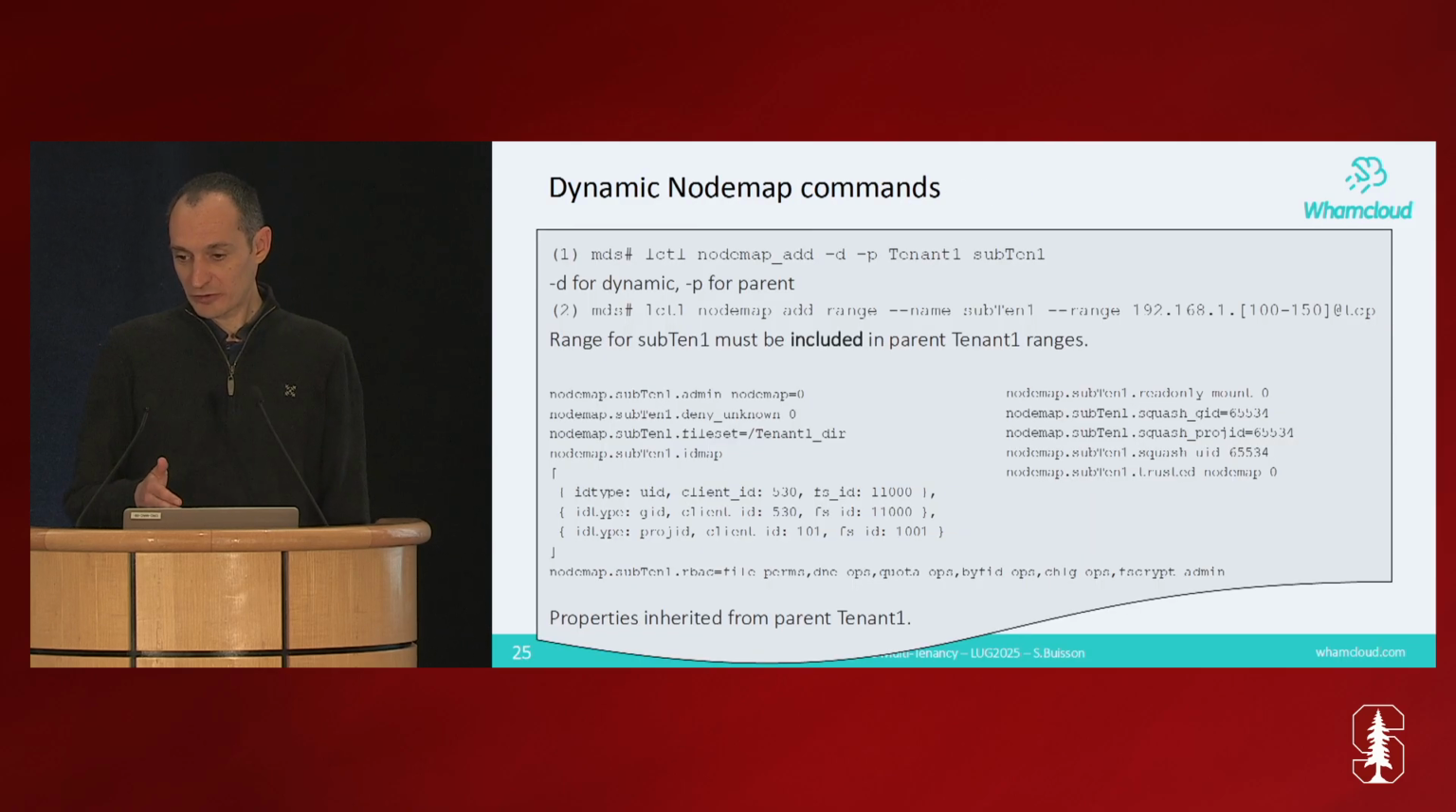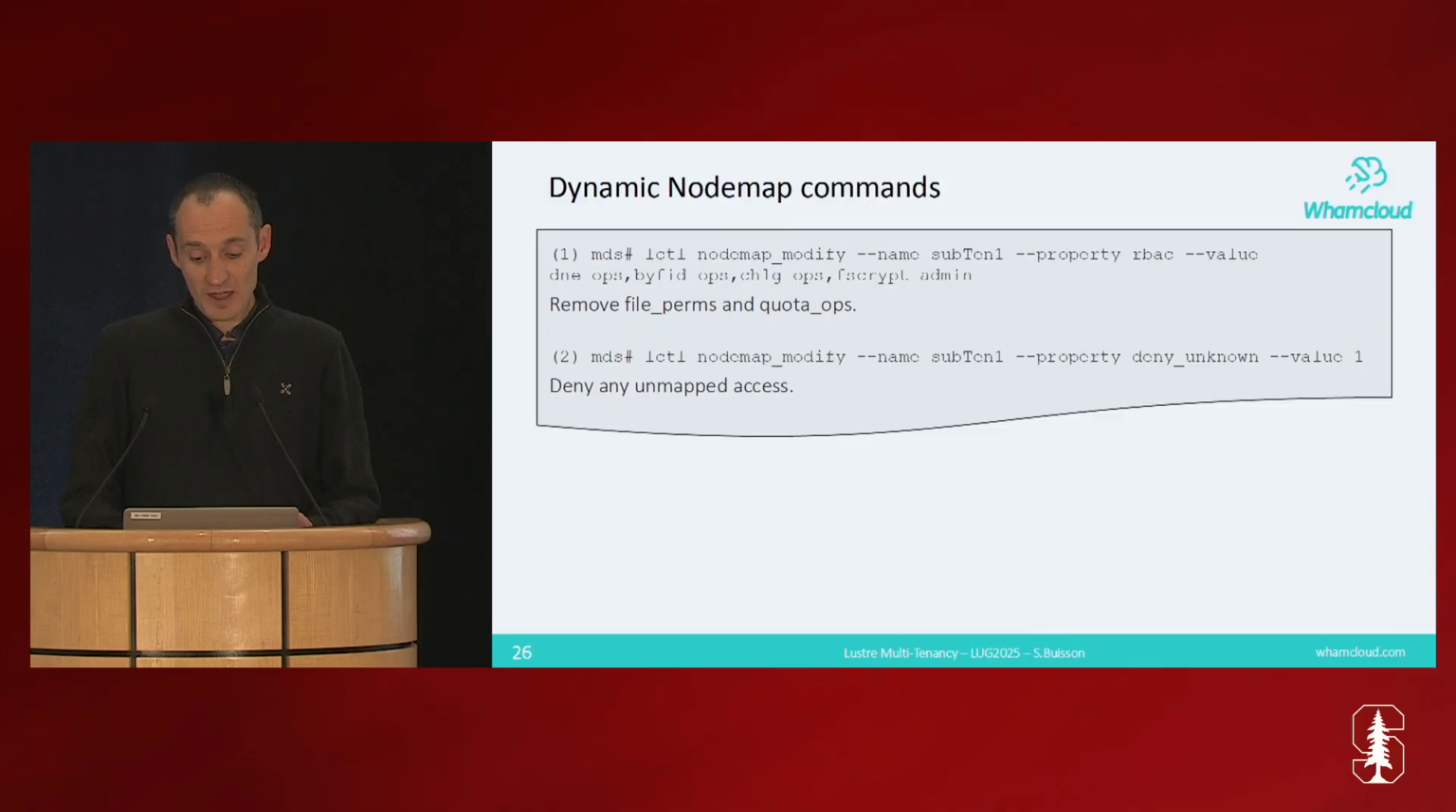So it's just the same nodemap_add command, but with a -d option to say it's dynamic and -p to specify the parent node map. So here, the dynamic node map inherits all the properties from the parent, and then you can use lctl nodemap_modify to change the properties that you would like to have applied only on the child node map.